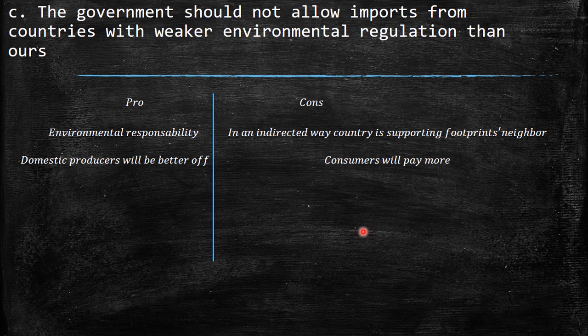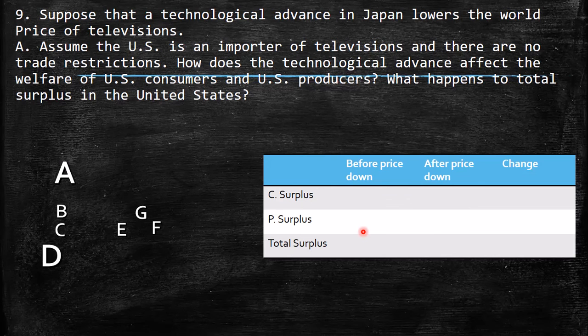And the other part, the part which is really cons about that: the consumers will pay more. Definitely consumers will pay less given maybe a country that produces with weaker environmental regulation, but consumers will pay more, and they can be compensated for the loss of the producer side. So the total welfare will be more apparently with allowing the imports from the other country with weaker environmental regulation. So 9.